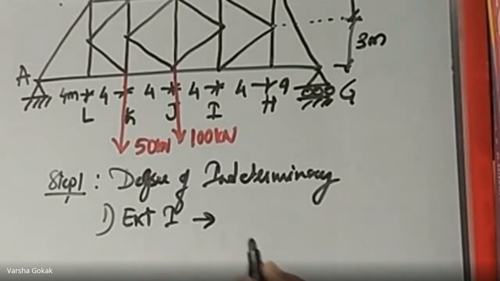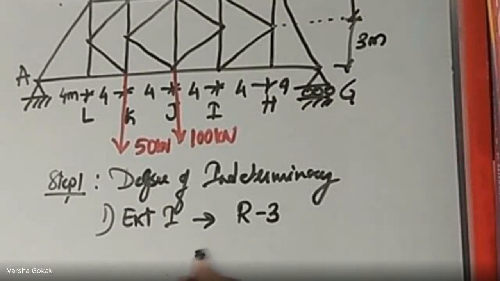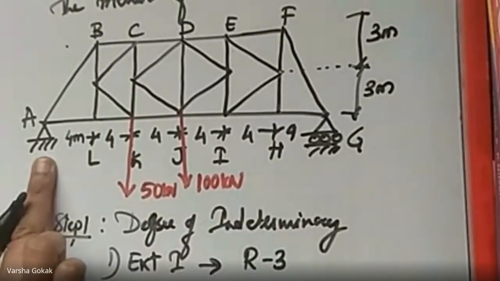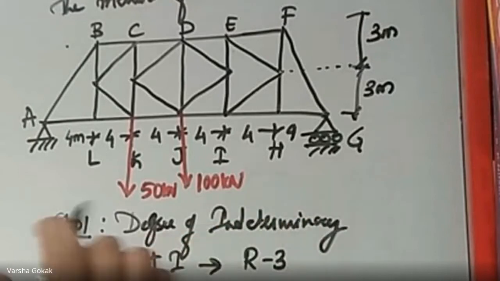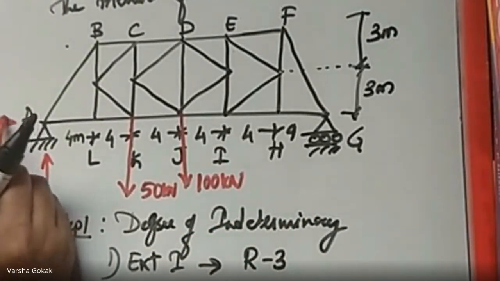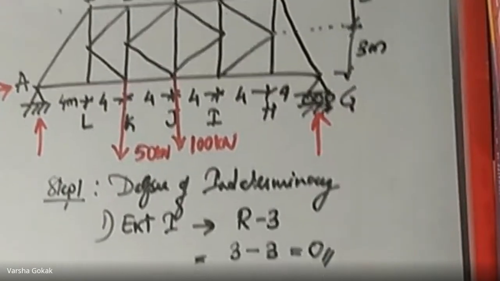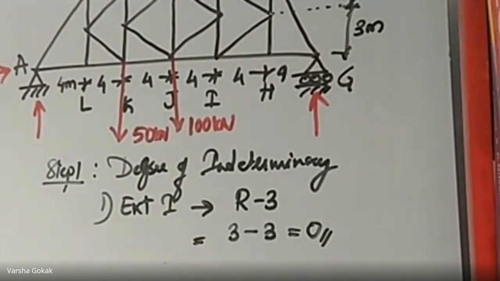For external indeterminacy, it is going to be the number of reactions minus 3. So what is the total number of reactions? One side it is hinge, one side it is roller. So at hinge, you will have 2 reactions, and at a roller, you will have 1 reaction. Correct? So total number of reactions is 3, minus 3 equal to 0. So external indeterminacy is 0.